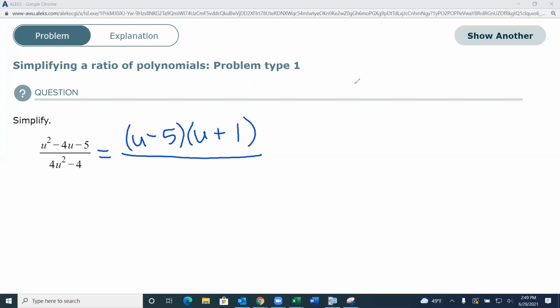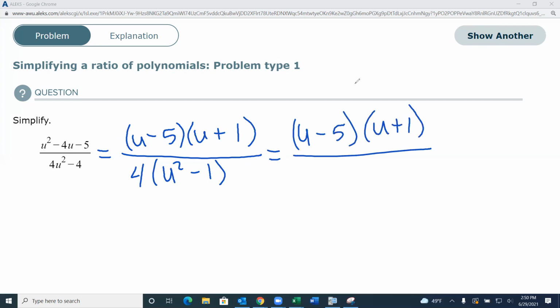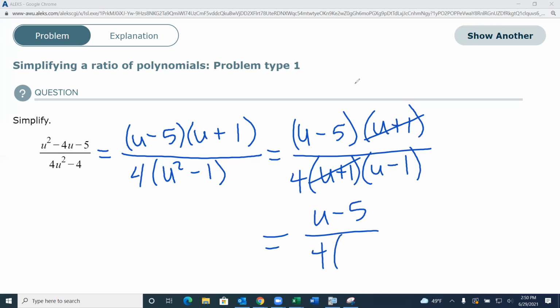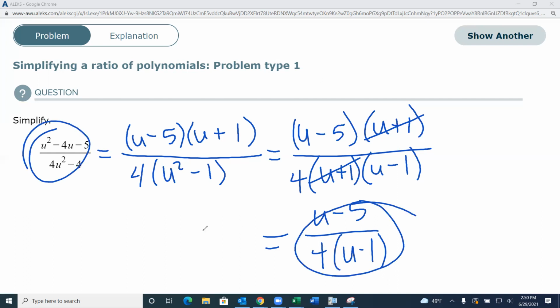Okay, in the bottom, I can factor out a 4, which leaves me u squared minus 1. But I can factor u squared minus 1. That is the difference of squares. So when I factor that, I get u plus 1, u minus 1. And I can cancel the u plus 1s, and I'm just left with u minus 5 over 4 times u minus 1. And the problem is done. And as always, plug that in for y1, plug that in for y2, go to the table, see if they match, just to check your work.